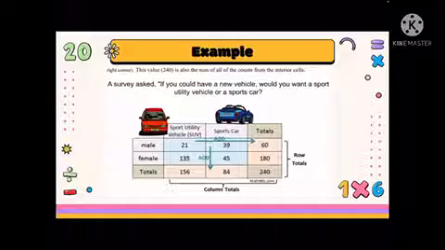A survey asked if you could have a new vehicle, would you want a sport utility vehicle or a sports car? This picture shows how to use or even solve two-way frequency tables. If we want to find how many males could have a CUV and a sports car, you would add 21, which is the total of how many males could have a CUV, and 39, how many males could have a sports car, which leads us to 60. And if you want to find how many males and females could have a sports car, you add 39 and 45, which leads you to 84.